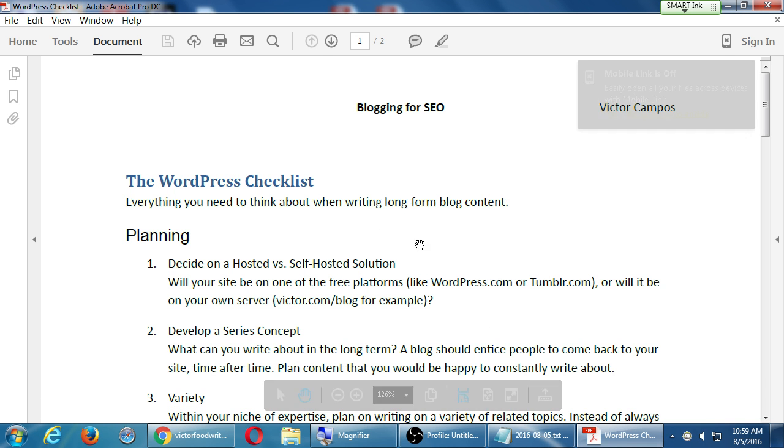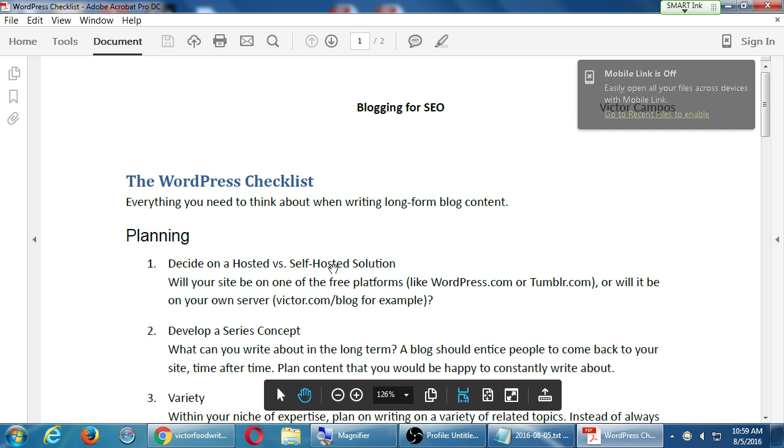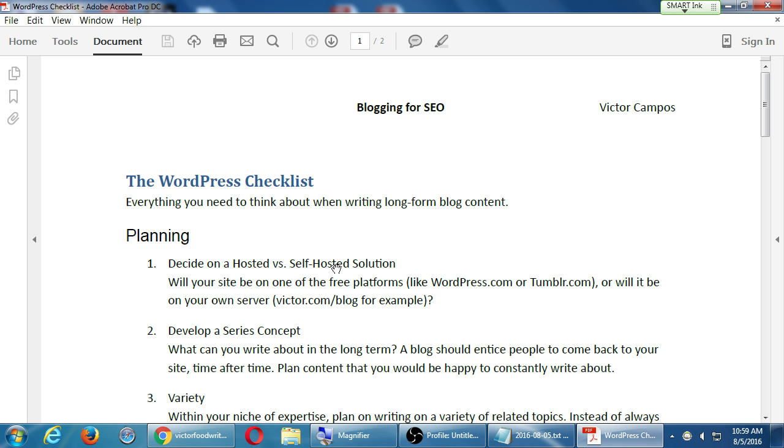This is the WordPress checklist. Everything you need to think about when writing long-form blog content. So notice what I'm saying. Everything you need to think about. I'm not saying do all of these things for success. I'm saying these are things to think about that might help you toward success in blogging. And I mentioned also, you might not have heard about it this way, long-form blog content.